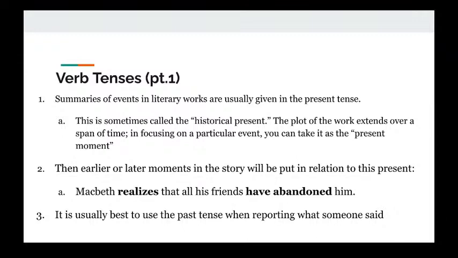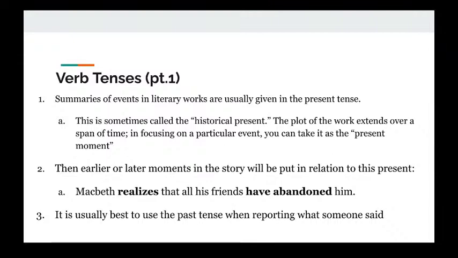So this rule is very, very important, specifically when you're writing papers, because when you're talking about what a character did, say we're talking about what Macbeth did, and you're writing in your paper, you won't say it in the past tense or in the future. You always talk about it in the present tense.